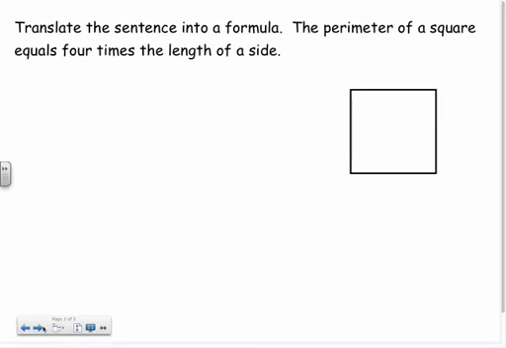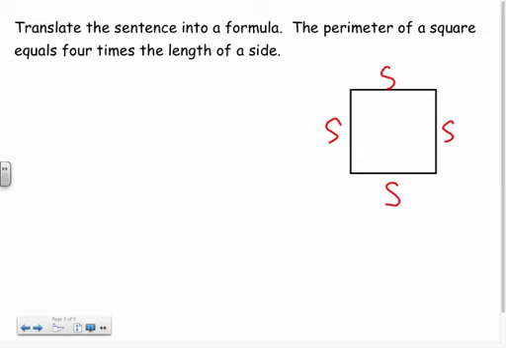Well, let's take a look when we come up with a formula. So here it says, translate it into a formula. The perimeter of a square equals 4 times the length of a side. Well, let's think about a square. And I'm just going to call one of the sides S. Could be 5 inches, could be 4 centimeters, doesn't matter. So we'll call it S. And it's all the same, isn't it? Just S, S, S, S. They're all the same length. So it looks like I got 4 S's, right? And that's for that 4 times the length of the side.